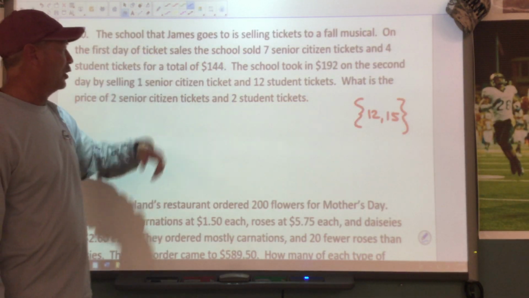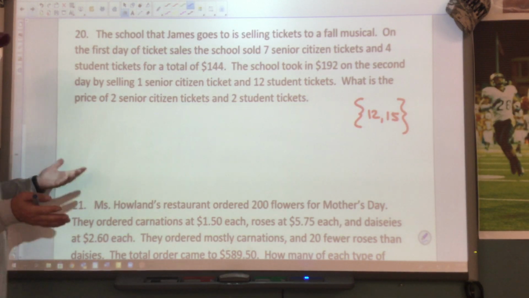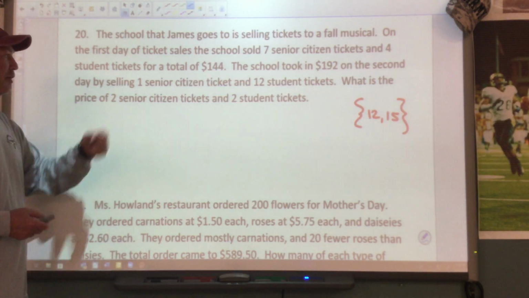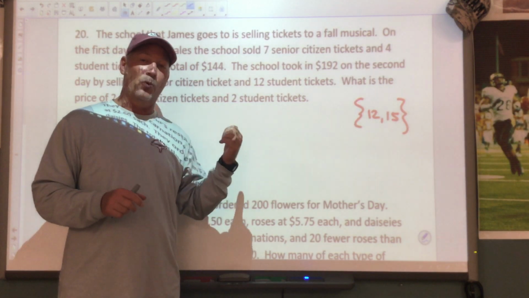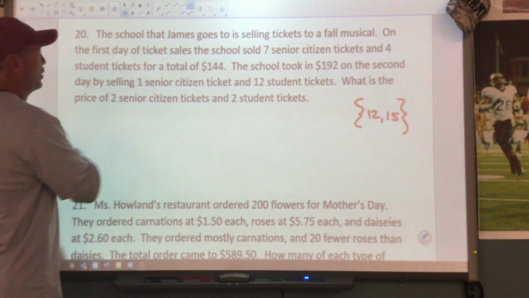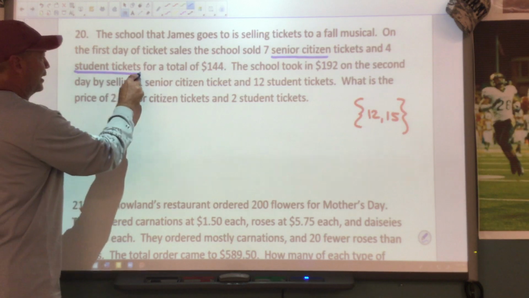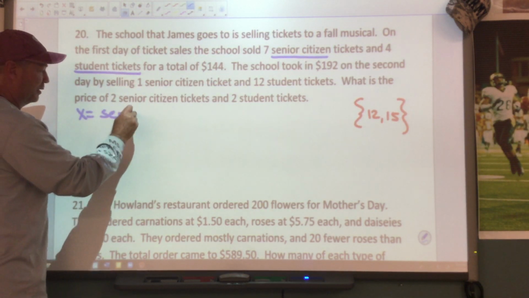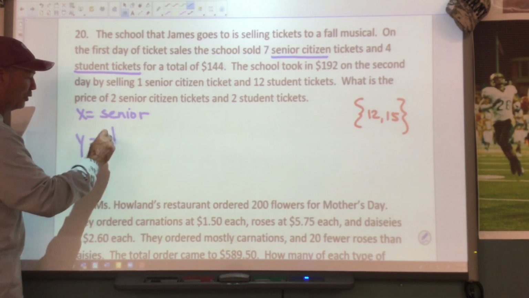All right, the school that James goes to is selling tickets to a fall musical. On the first day of ticket sales, the school sold 7 senior citizen and 4 student tickets for a total of $144. These are kind of the easy problems you'd like if you're going to get a word problem. Okay? So what we're going to do is look at our two topics. We have senior citizens and we have student tickets. We're going to say that x equals the senior tickets. We're going to say that y equals the student tickets.